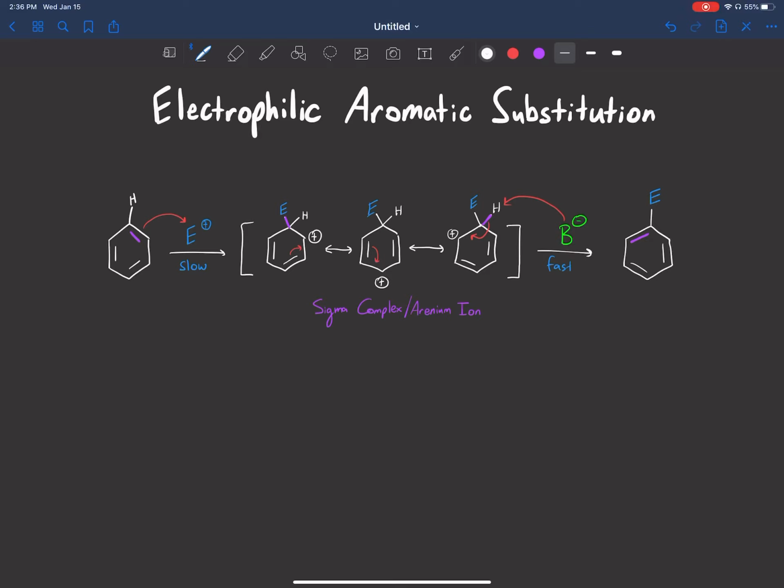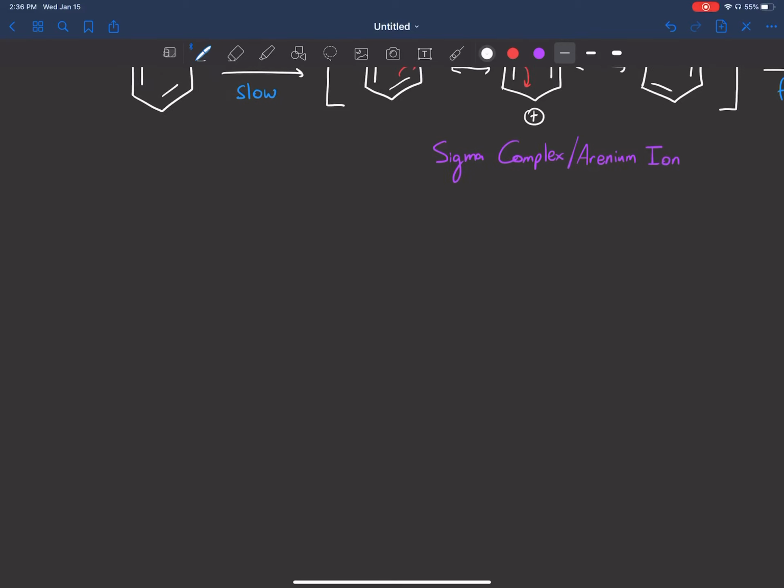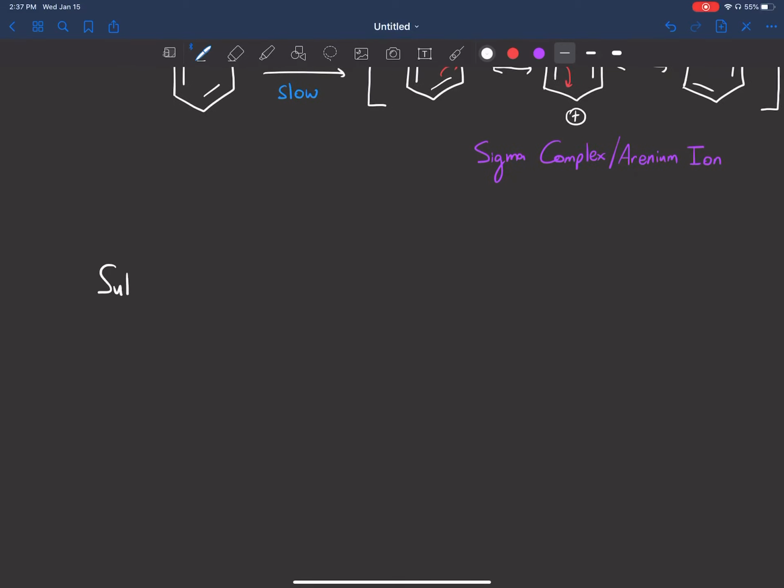Alright, so the mechanisms are going to be similar. So let's get started and see what's going to be going on here. I left this whole little reaction scheme here for you guys, so if you want to maybe write that down because you find it useful, please feel free to do so. So the first one we're going to be covering is sulfonation.